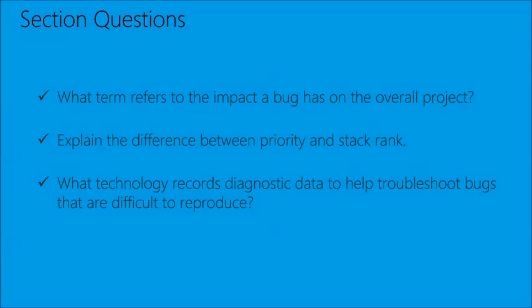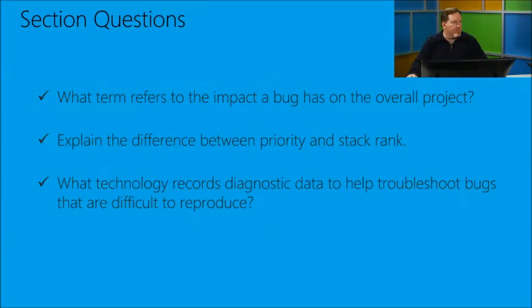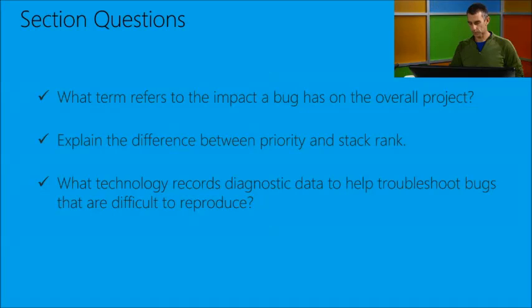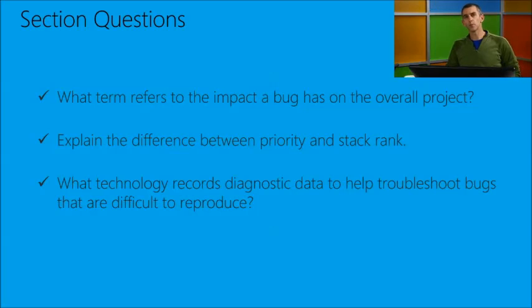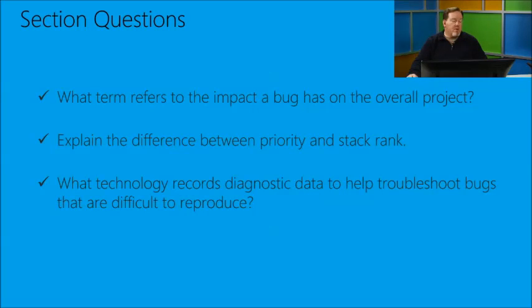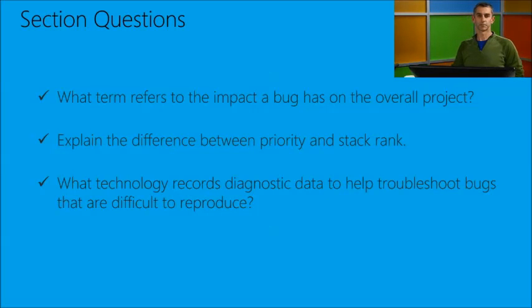Well, that ends this section of the fifth module, working with bugs. Let's try to answer some of the section questions. First question: what term refers to the impact a bug has on the overall project? This is the severity. Okay. Explain the difference between priority and stack rank. So priority is the business impact, and stack rank is the order of the work that needs to get done for the developer. Okay. And then what technology records diagnostic data to help troubleshoot bugs that are difficult to reproduce? That's IntelliTrace. Great.